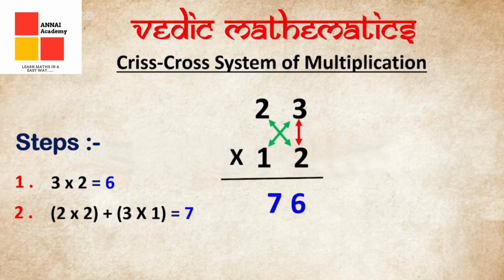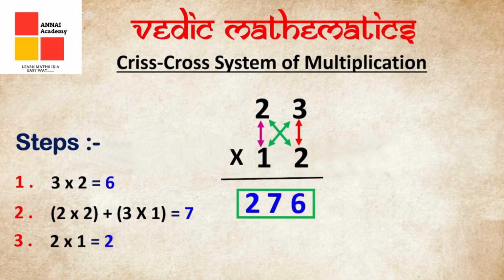As the last step, you have to multiply the tens digit of this number and the tens digit of this number. Here the numbers we have are 2 and 1. Multiplying these two numbers will give us 2. This is our step 3. Write 2 in your answer like this. 276. Your answer is ready in front of you.